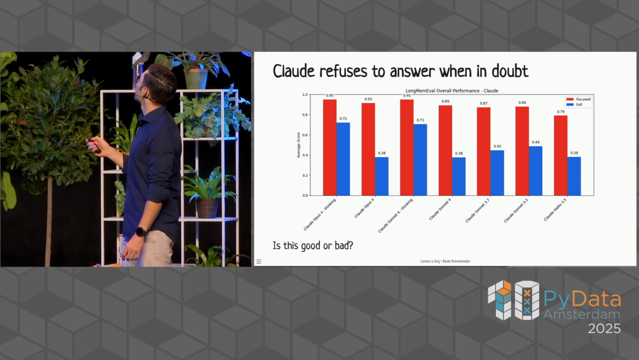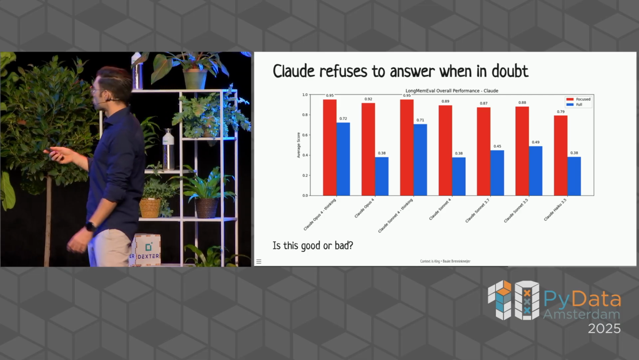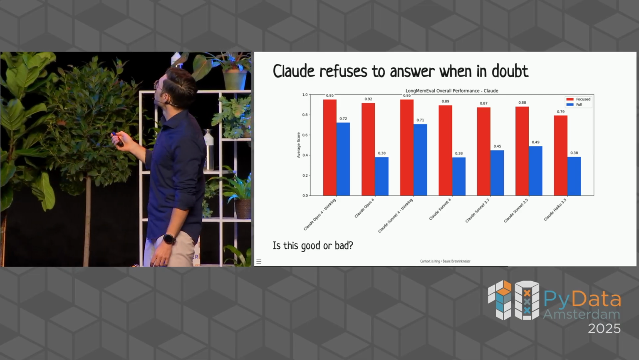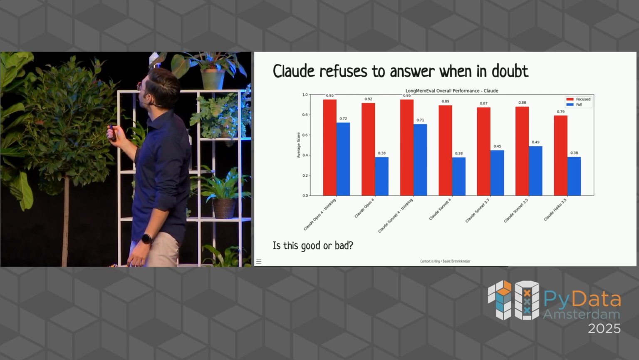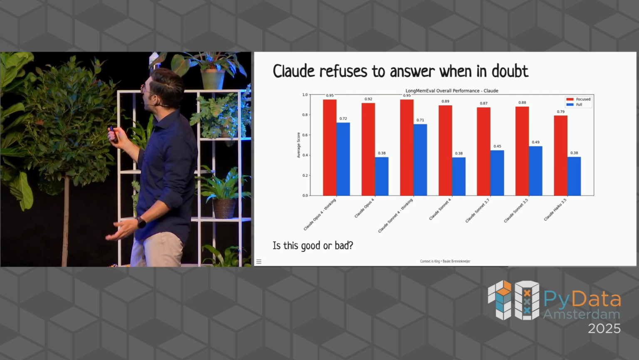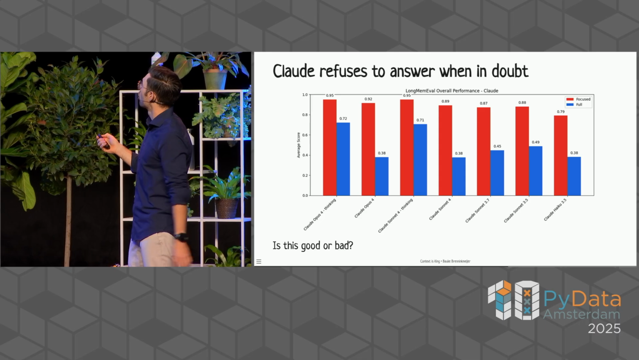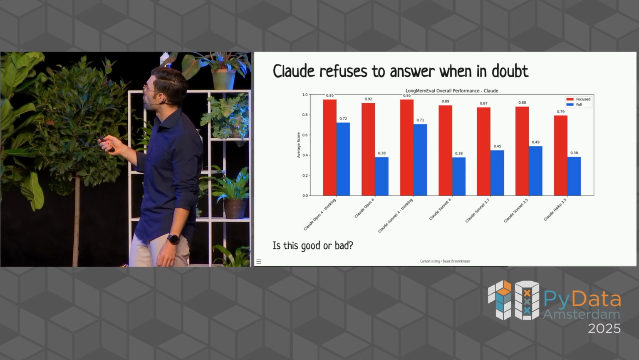Same goes for Sonnet in this case, and then the rest is just not that good. But what is notable here is that Sonnet 3.7 and 3.5 answer better as non-thinking models than the non-thinking versions of Sonnet 4 and Opus 4.